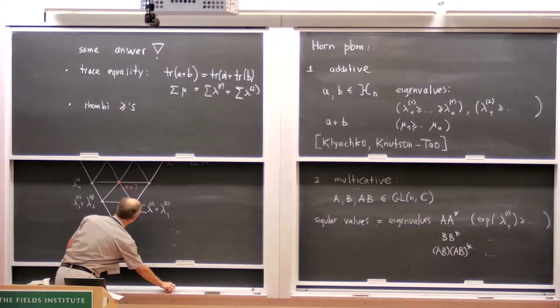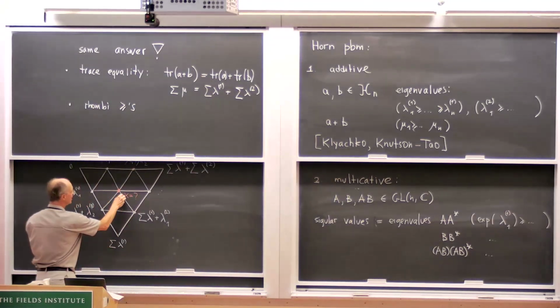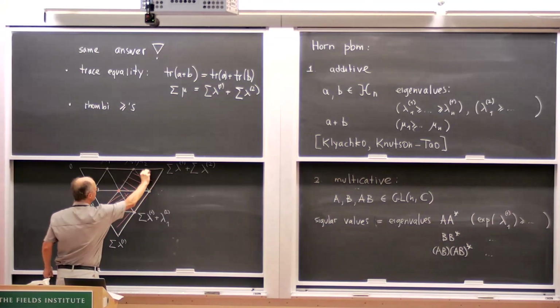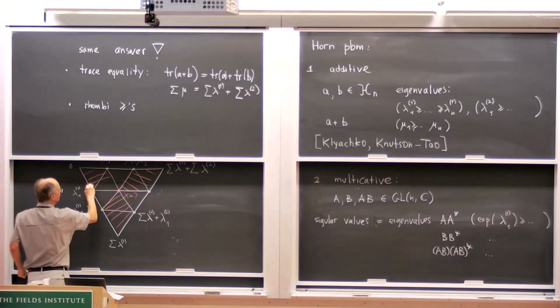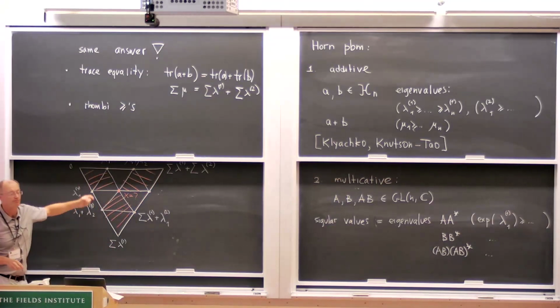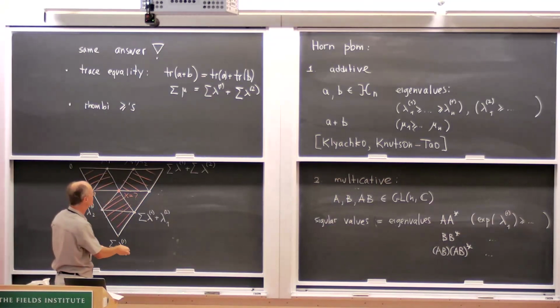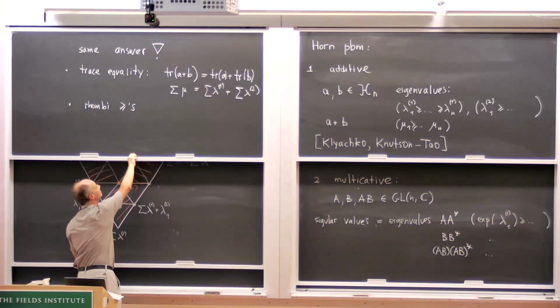So in this big triangle, there are all kinds of rhombi. Let me color some of them, right? There are more, but okay, for instance, there are those rhombi. And for each rhombus, you do the following.